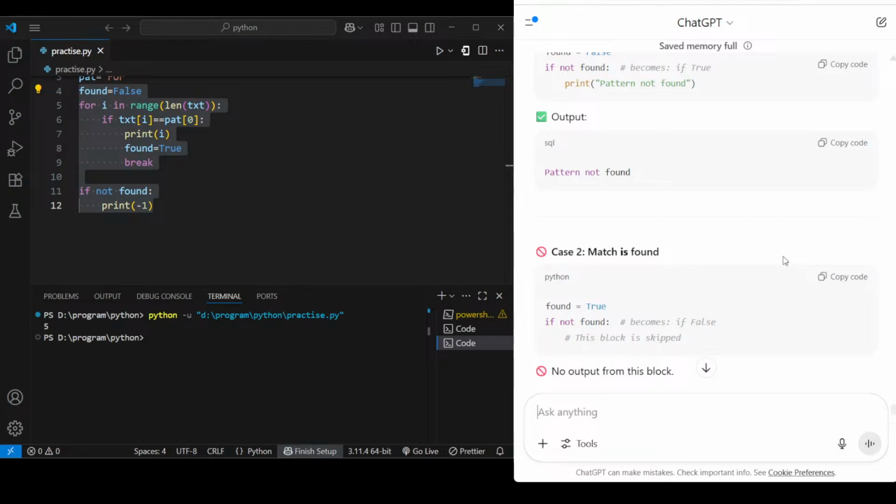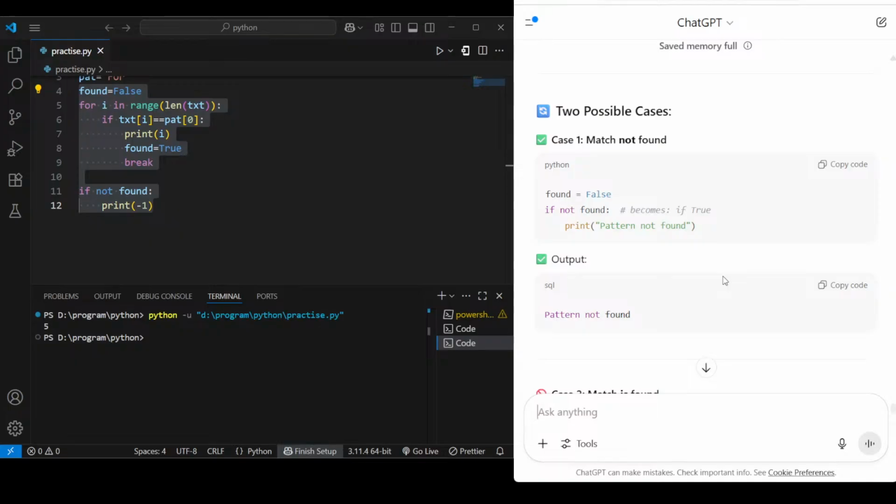False case or match not found. What will it do? Found equal to false. If true becomes, if true, pattern not found. Okay. Guys, in this if, if this was not changed, then it is going to print this one. Or else it won't print anything. It will stop here. If it becomes true, it breaks here. Even after the execution of the for loop, it will come and check.